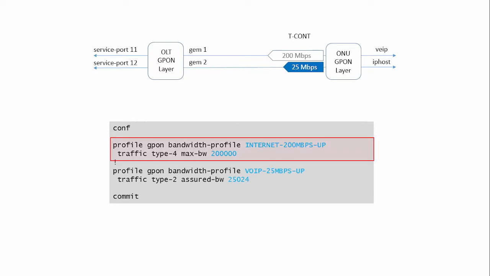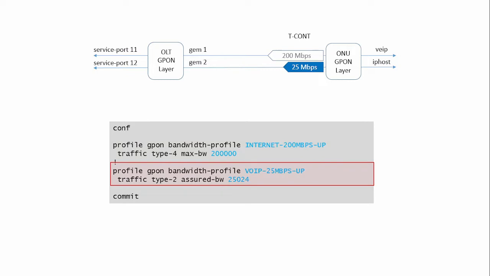For our example, we will configure a bandwidth profile for the internet service with type 4 for best effort traffic and with a maximum bandwidth of 200 megabits per second. We will name it Internet 200 Mbps up, up because this configuration only affects traffic in the upstream direction. For downstream, we apply another feature that we'll see later.